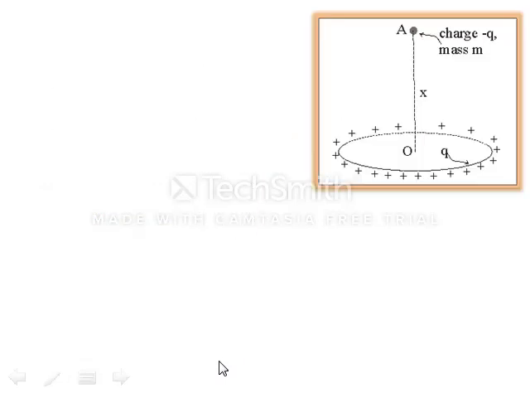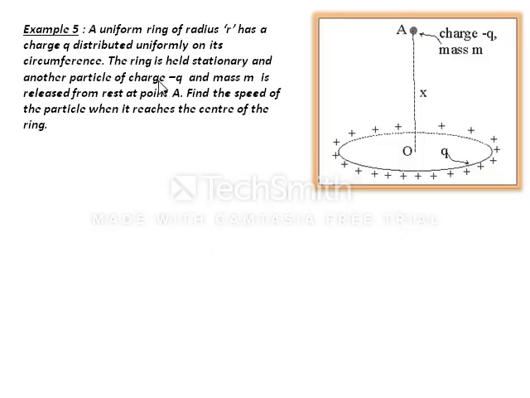Let's see still another example. Now this one. There's a uniform ring having radius r, and charge q is distributed uniformly on its circumference, and this ring is held stationary. There is another particle of charge minus q kept at point A. Its mass is m. It is released from here so that it moves downward. As it comes downward, its speed increases. We are supposed to find the speed of this particle when it reaches point O.